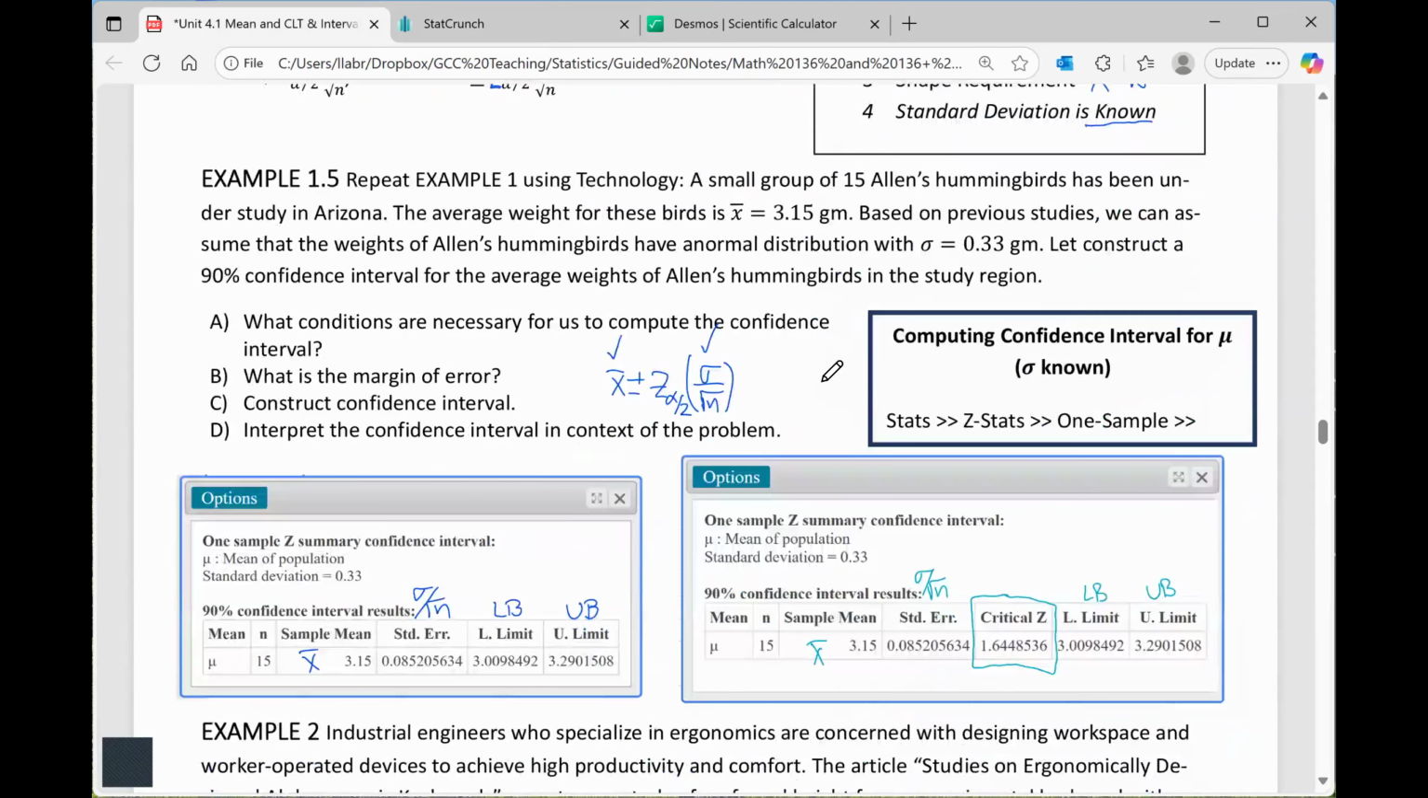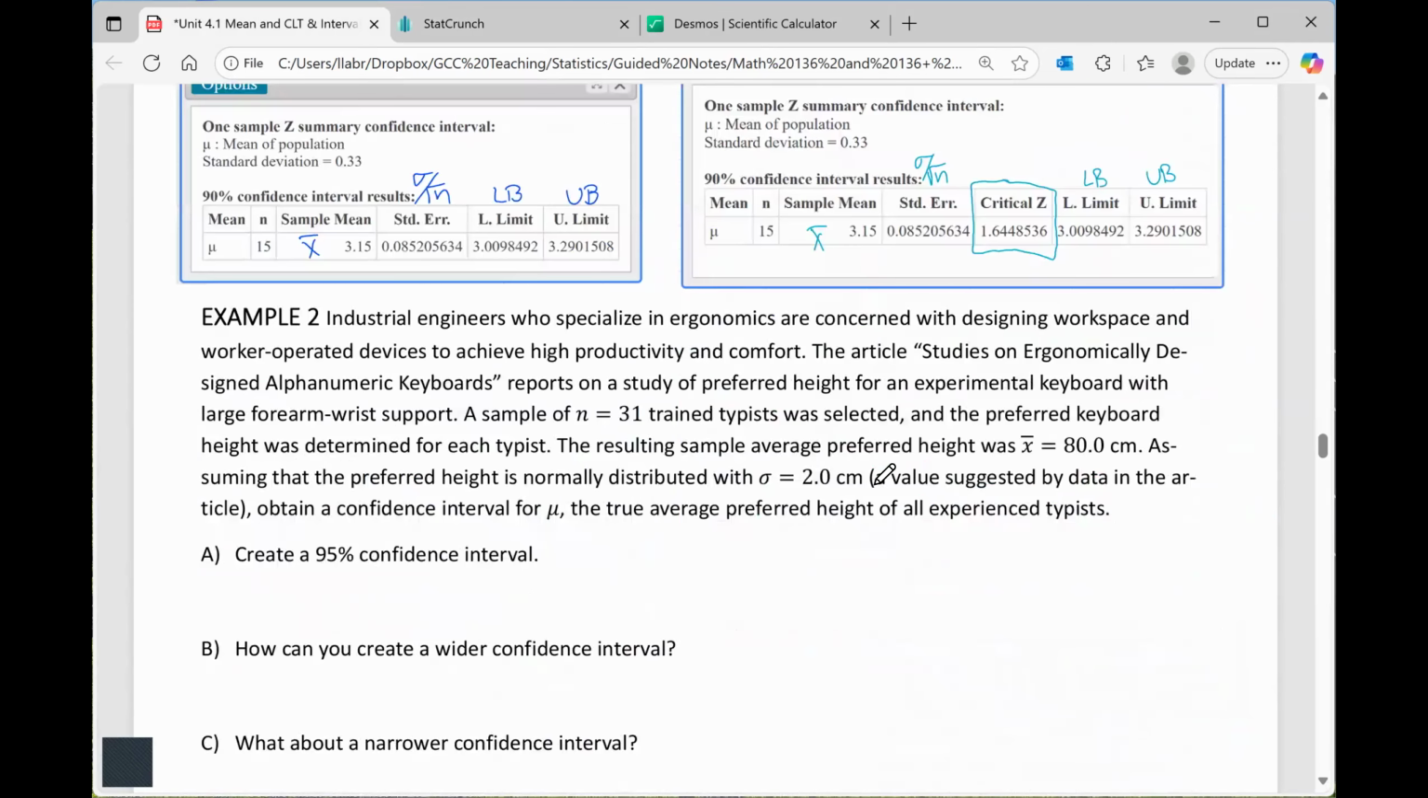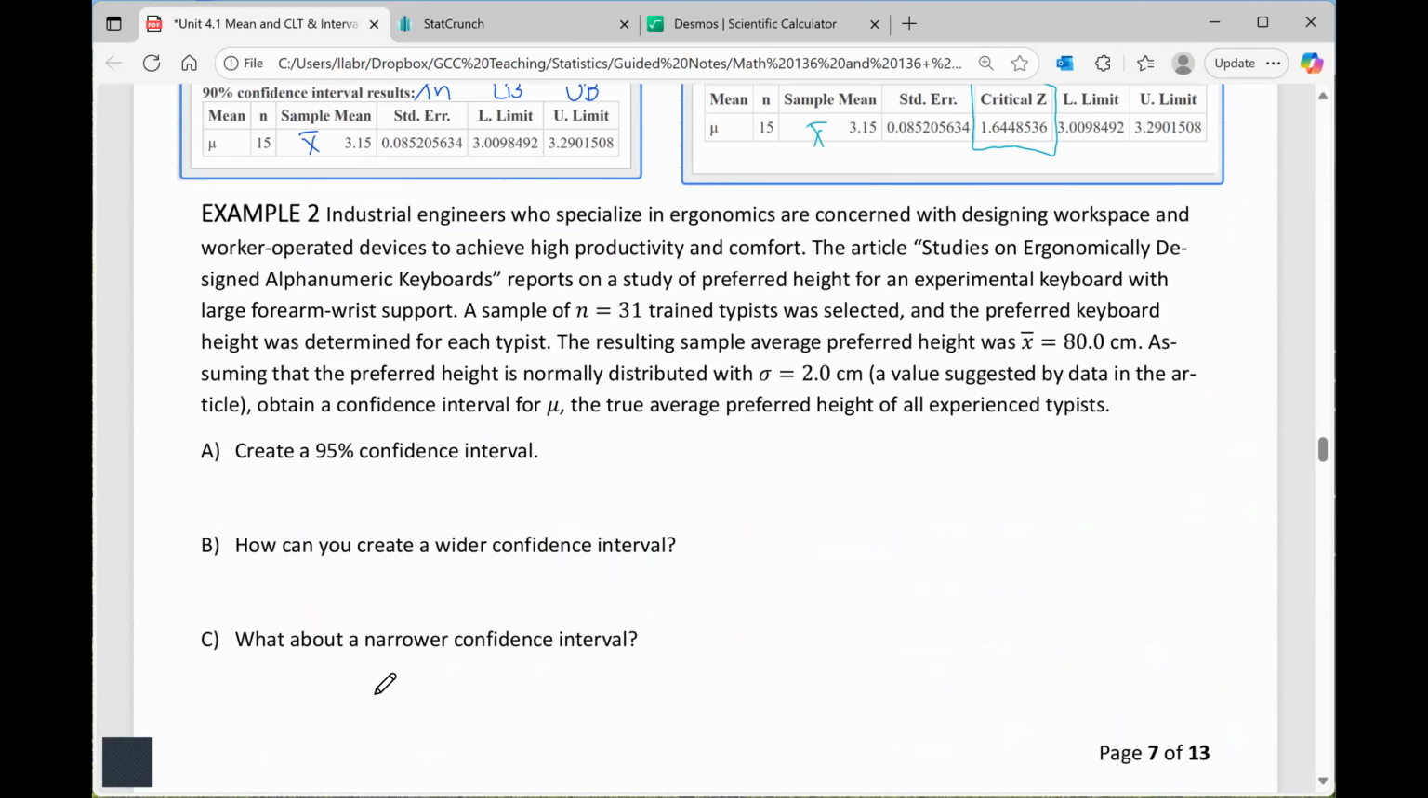We have our full example, and this is how we're going to do it. So I want you to go ahead and see if you can create the 95% confidence interval for example 2. So go ahead and read this problem carefully, and we'll complete these together when we return.